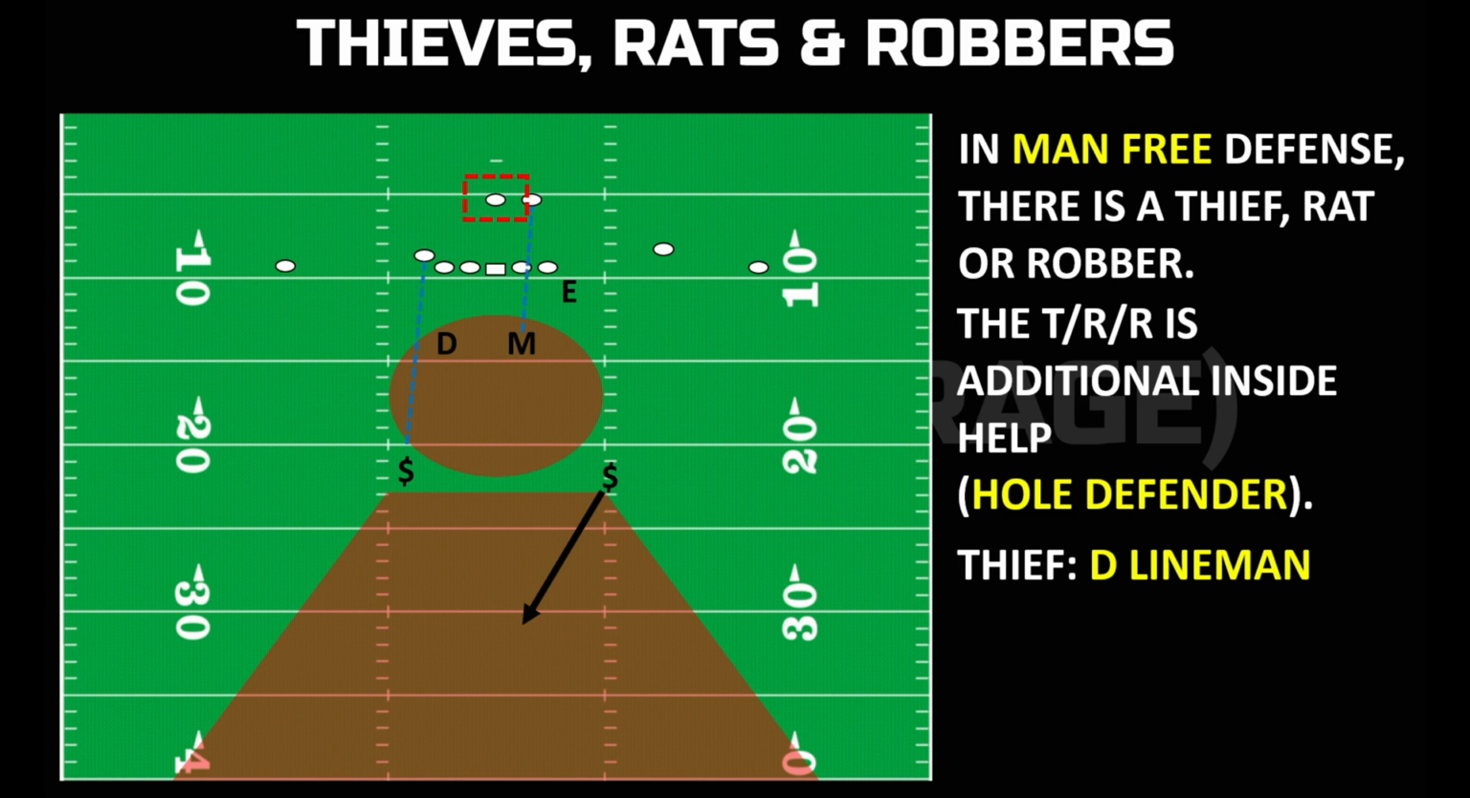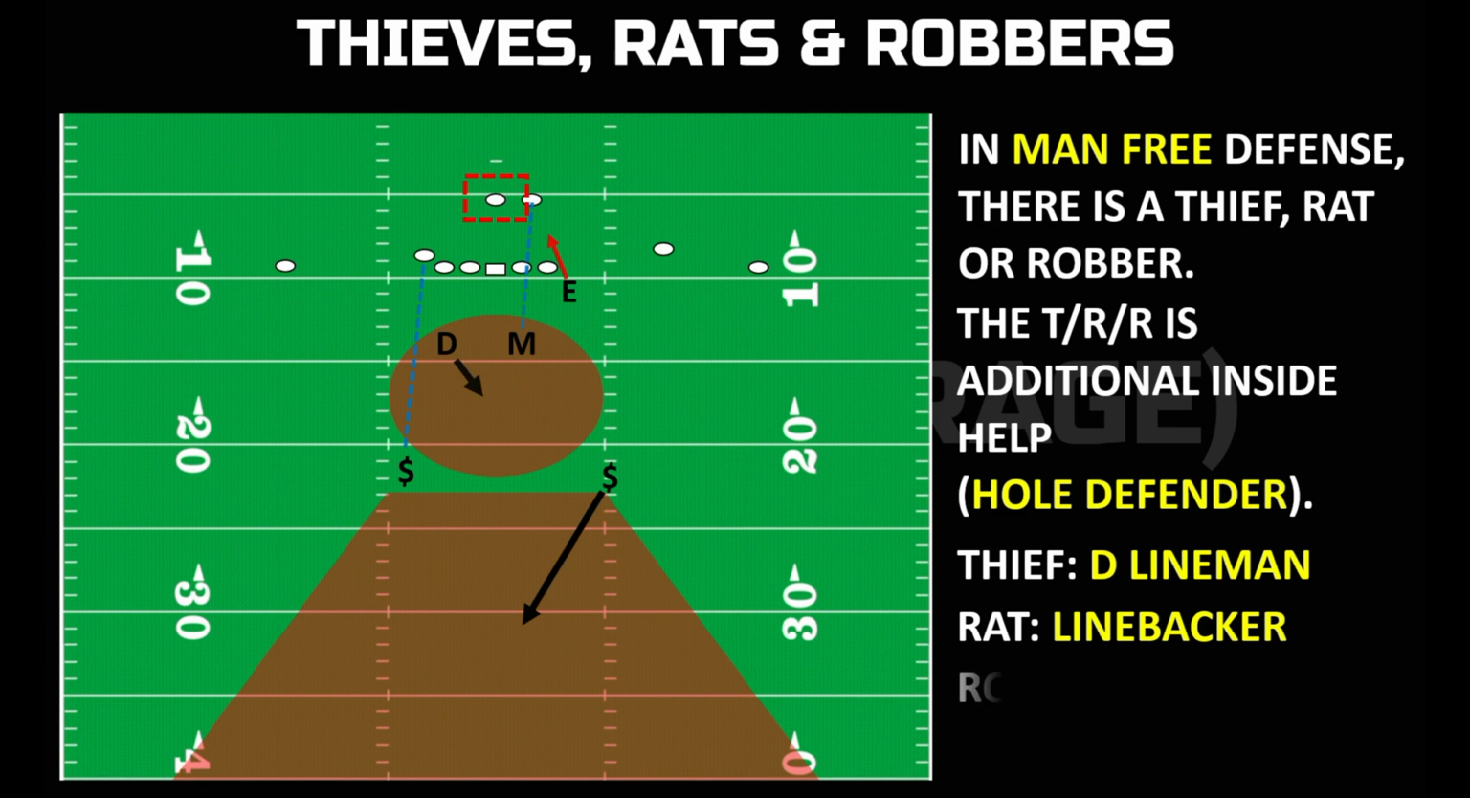say the dime is blitzing and the Mike and safety man the tight end and back. That means the end is the thief. Okay? Now, when a linebacker is that additional whole defender, he is called a rat. So we're saying that the Mike and safety are manning the back and tight end, and we're saying that the end is rushing. That would mean that the dime is left to be the rat.